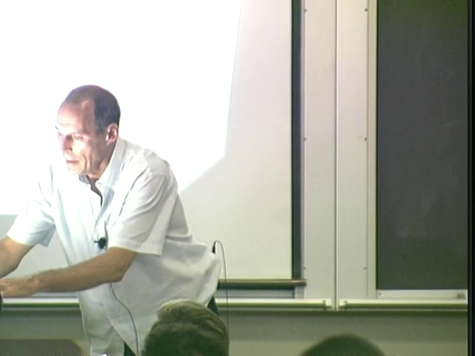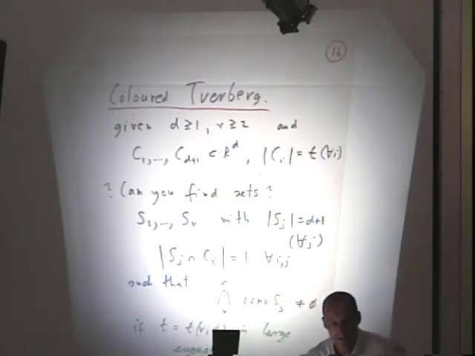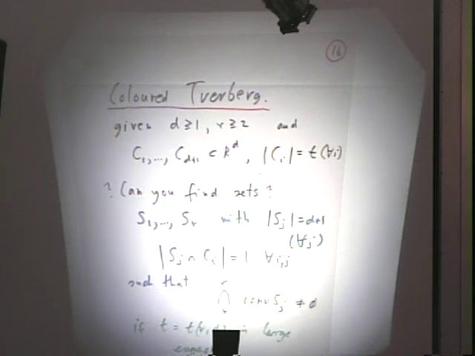So Kaller-Tverberg, I formulate it as a question. You are given sets C_1 to C_{d+1} in R^d. These are finite sets in general position, each with exactly t elements. And so this is the setting.